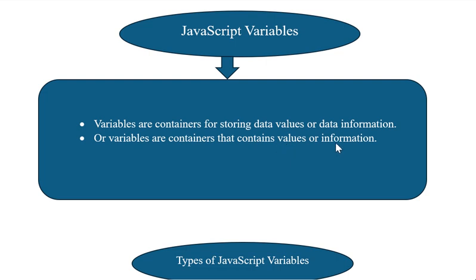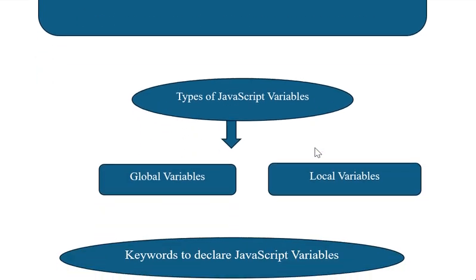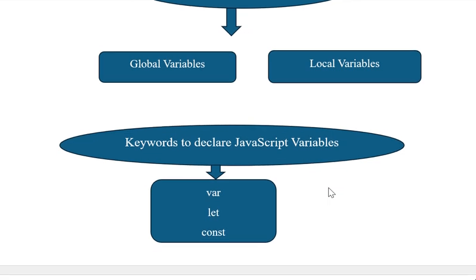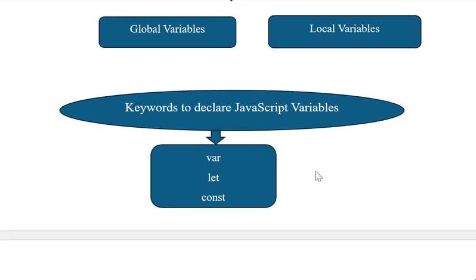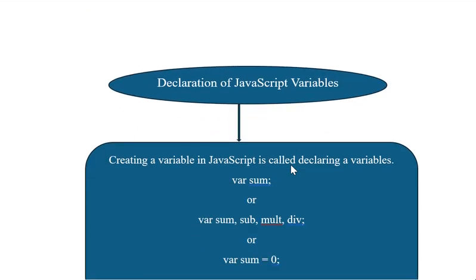What the values or information are, or how to declare the containers, we will discuss later. Actually, variables are containers to store the data. Then how many types of variables are there in JavaScript? There are two types: global variables and local variables. And what keywords do we use to declare a JavaScript variable? var, let, and const.